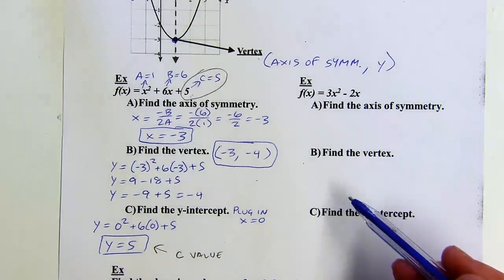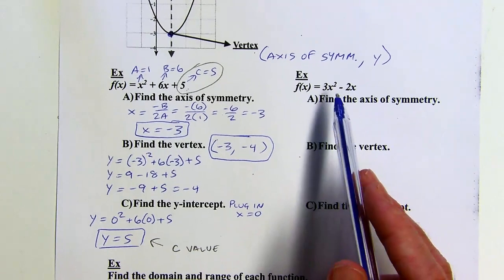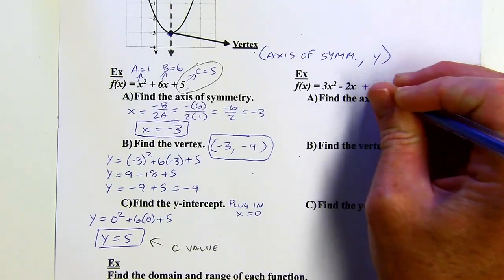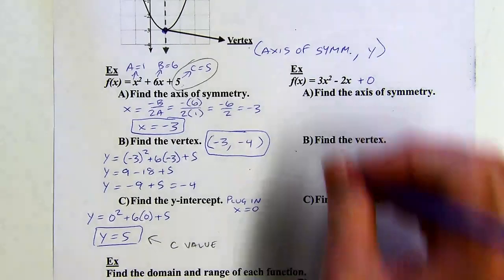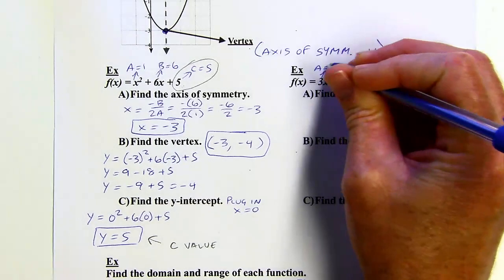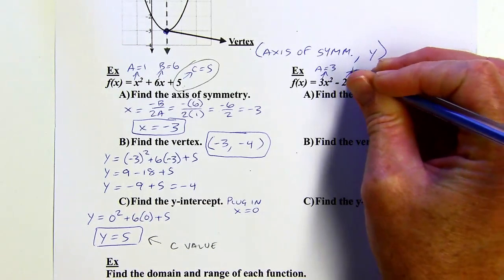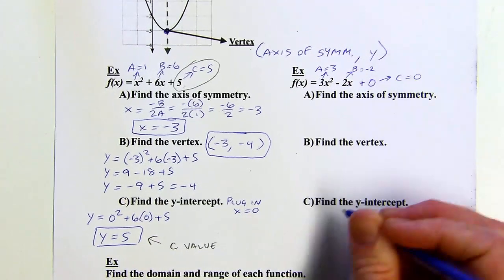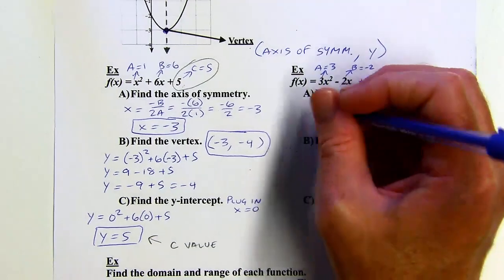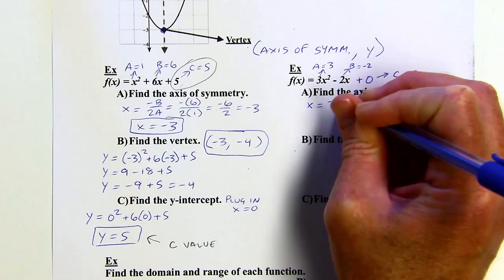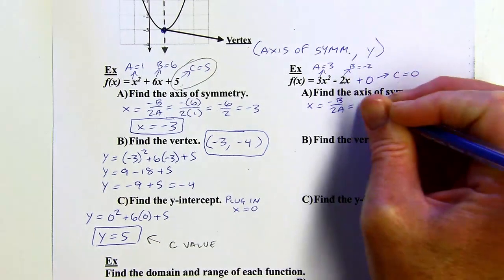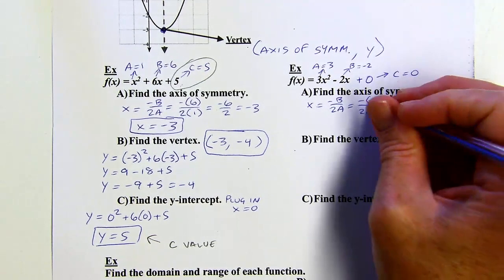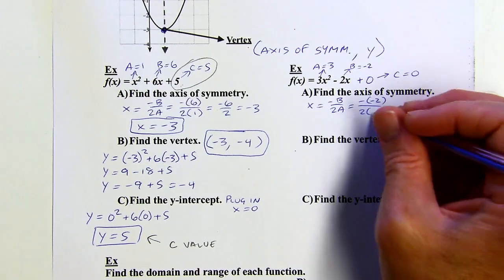All right, let's try this next one. Now this one is a little strange because there is nothing added or subtracted at the end. So I'm just going to put in a plus 0, okay? So that means a is 3, b is going to be negative 2, the negative is part of that, and the c is 0. So axis of symmetry, x equals negative b over 2a. So let's see, the b is negative 2, that goes there, and then the a is 3.